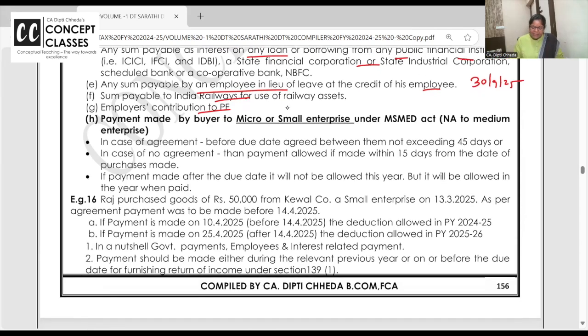Last year they added that if there is a micro and small enterprise and you have purchased from them and you have decided to pay them, then pay before the due date, maximum 45 days. But if you have purchased from a micro and small enterprise and there is no agreed due date, then you have to pay within 15 days of the day of purchase. If they are covered in MSME and you have purchased the goods, make sure you pay within 15 days from the date of purchase, if there is no agreement. If there is an agreement, then pay before the due date, not exceeding 45 days. Okay? Right.